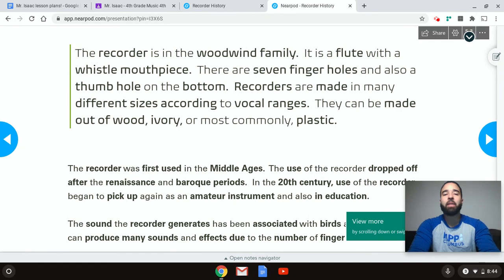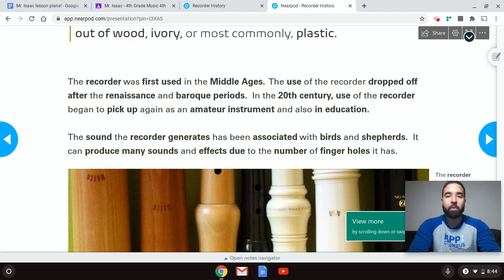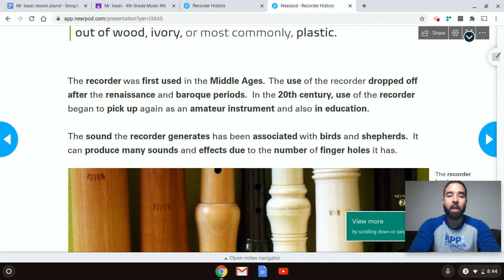Recorders are made in many different sizes according to the vocal ranges. They can be made out of wood, ivory, or most commonly plastic. All right, so most of the recorders that are made today are plastic, especially the ones for children. The recorder was first used in the Middle Ages. The use of the recorder dropped off after the Renaissance and Baroque periods. In the 20th century, use of the recorder began to pick up again as an amateur instrument and also in education. So this instrument is very old.